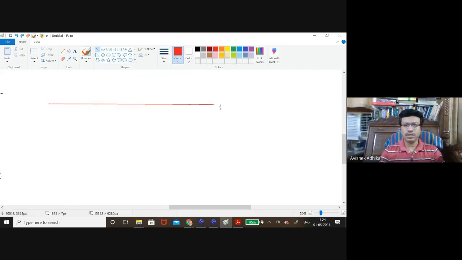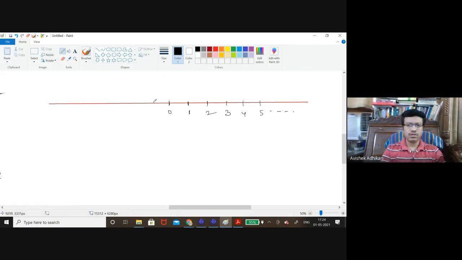So if I write it geometrically, then you can think of this as a line. Say with 0 here, then this is 1, this is 2, this is 3, this is 4, this is 5, and so on. Here also we'll have -1, -2, -3, -4, -5, and so on. So this is an infinite line.